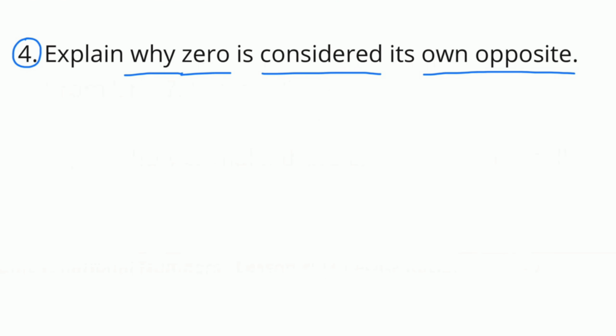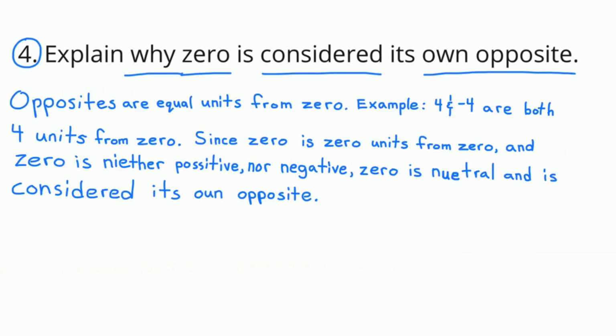Number 4. Explain why 0 is considered its own opposite. Opposites are equal units from 0. Example, 4 and negative 4 are both 4 units from 0. Since 0 is 0 units from 0, and 0 is neither positive nor negative, 0 is neutral and is considered its own opposite.